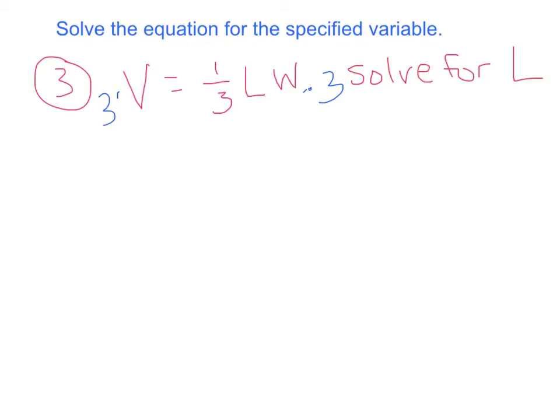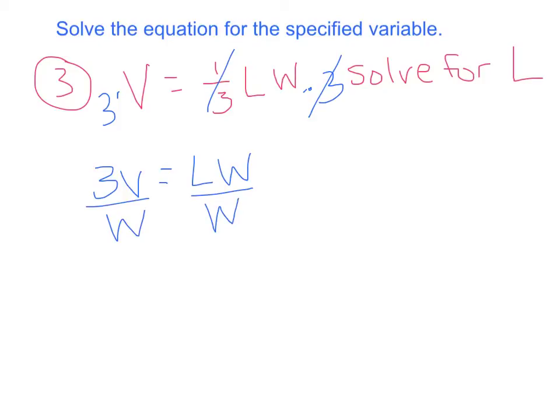So on the left side, you're going to get 3V. The 1/3 and the timesing by 3 are going to cancel each other out. So you have 3V equals L times W. Now we want to get L by itself, so we still have that W, and since they're multiplied, to undo that, we're going to divide. So our final answer will be 3V divided by W equals, over here the W's cancel, and you get L. Alright, so that's solving for a literal equation.